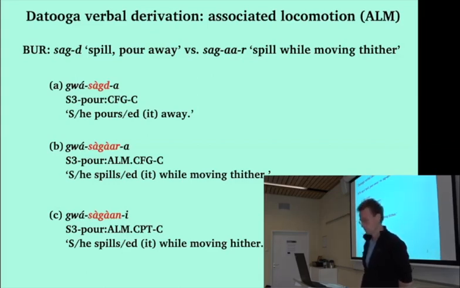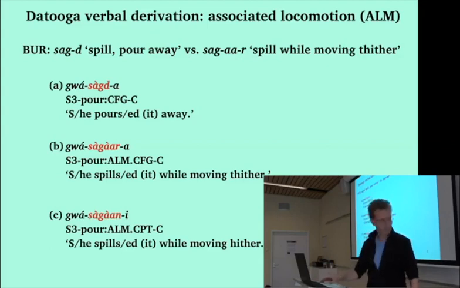Now, the inner suffix R is the crucial part, which adds the notion of an associated locomotion. It also combines with another outer suffix, which is N, and this expresses centripetality, to be seen in 1c, which would then result in the meaning to spill while moving hither, or to move hither spillingly.